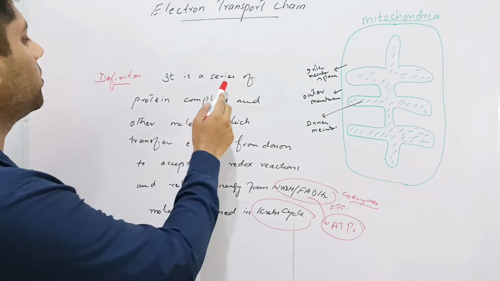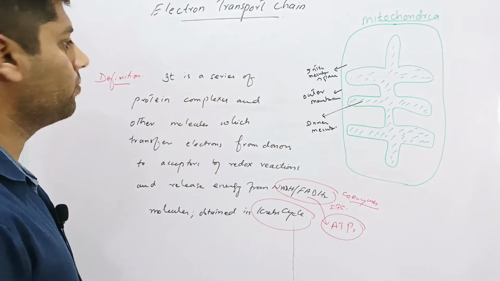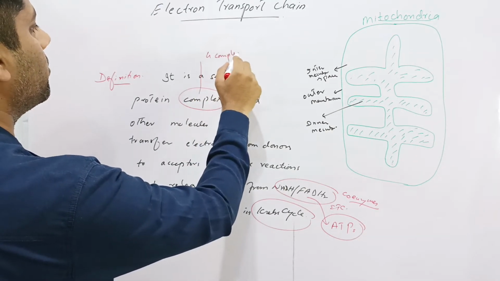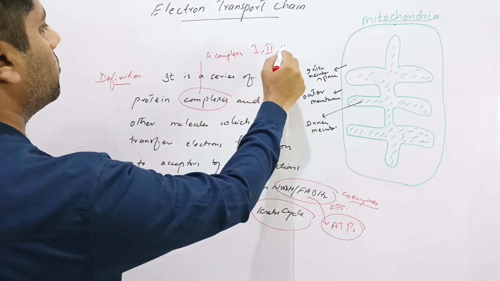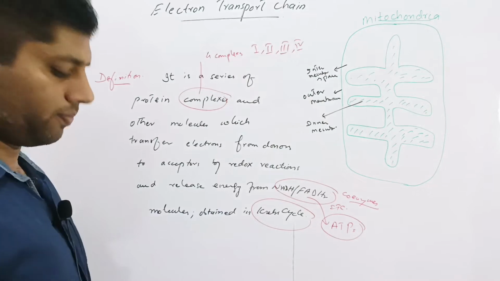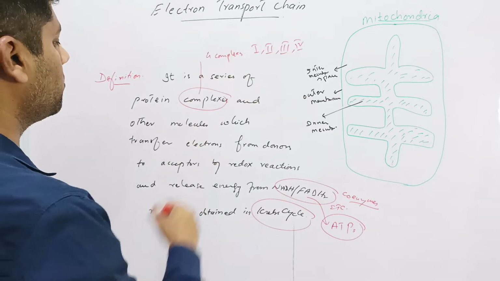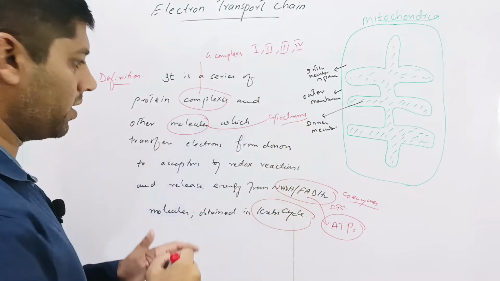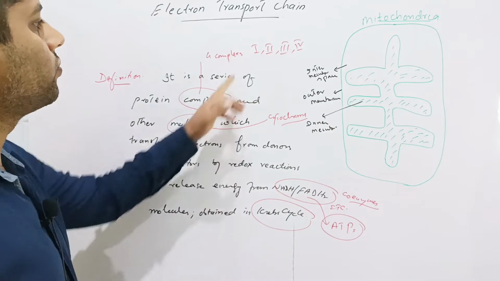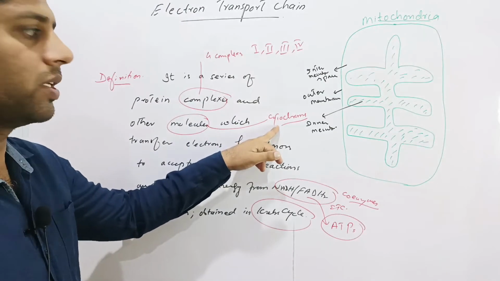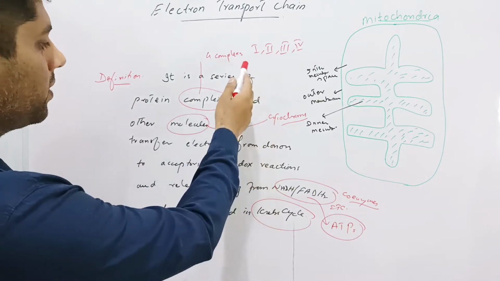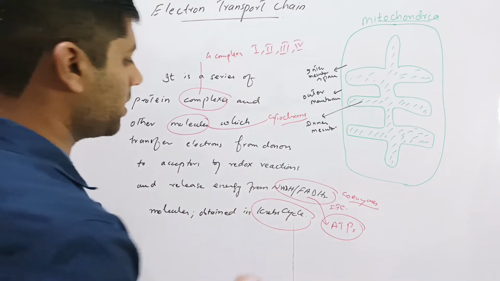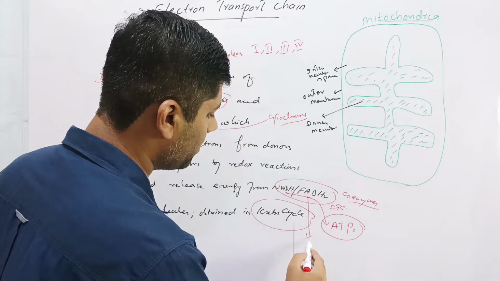Now the definition: it is a series of protein complexes. We know that the electron transport chain has four complexes which are written in Roman numerals 1, 2, 3 and 4, and other molecules, which are cytochromes. So the electron transport chain, or electron transport system, comprises four complexes along with two cytochrome molecules. These molecules and complexes are aimed to transfer the electrons from donors to acceptors. The donors are NADH and FADH2, while the acceptor is the oxygen molecule.